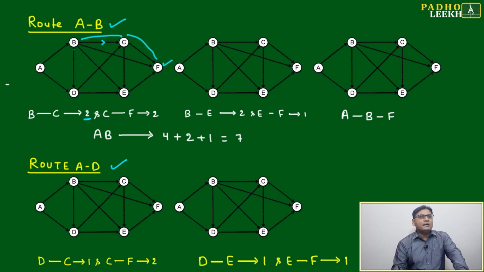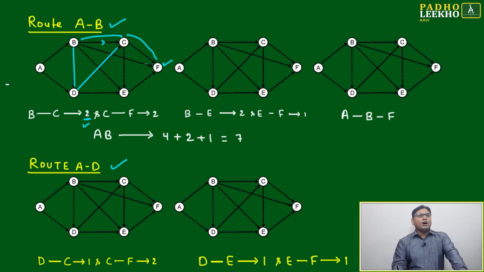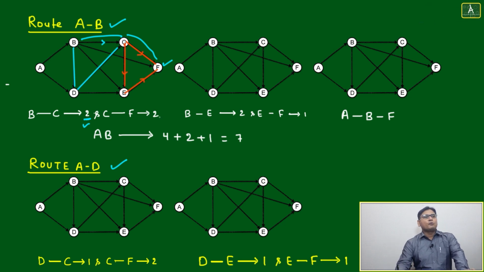One is this one, another is like this, and from here this. Means we have two routes from B to C. I will just write 2. Now from C to F, again we have two routes: one route, another route. From C to F, again two routes. Now I will come to the next point.